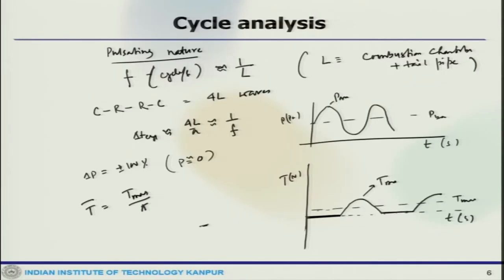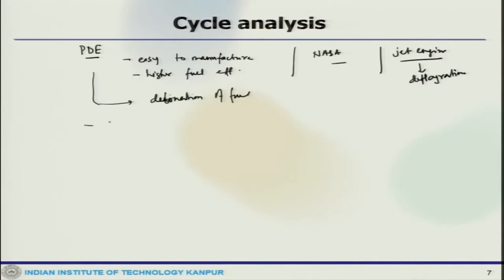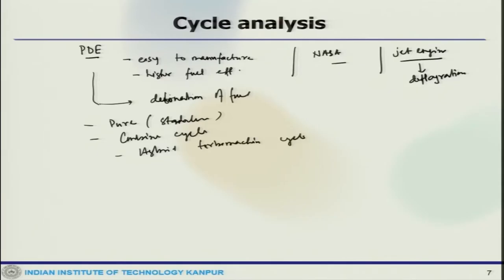So when we are talking about this pulse engine, this is a typical nature which is also possible for a pulse detonation engine, and now this can be classified into pure standalone, combined cycle, and hybrid turbo machinery cycle. The pure one could be based on the pure detonation tube, and the others are the combined ones. Now one can look at how this process can go on.